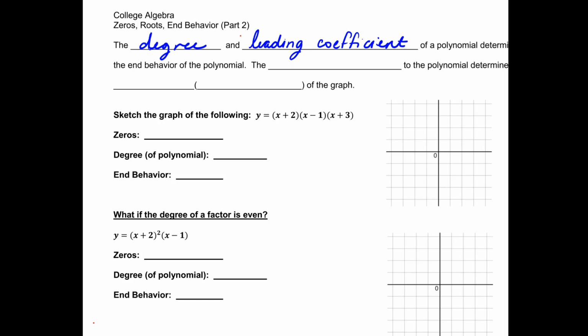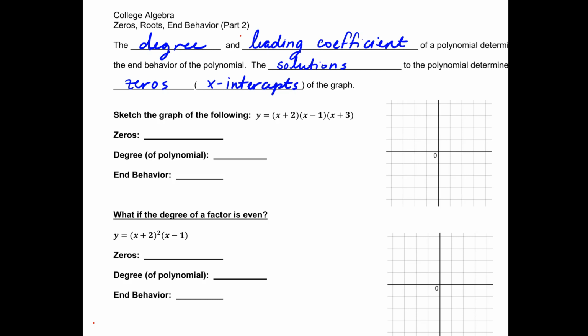The solutions to the polynomial, go ahead and write in solutions, determine the zeros of the graph. And remember, these are all the same type of names. Solutions, zeros, x-intercepts, and even roots are all the same names. And it's really how many times the zero occurs that will help you sketch the graph.